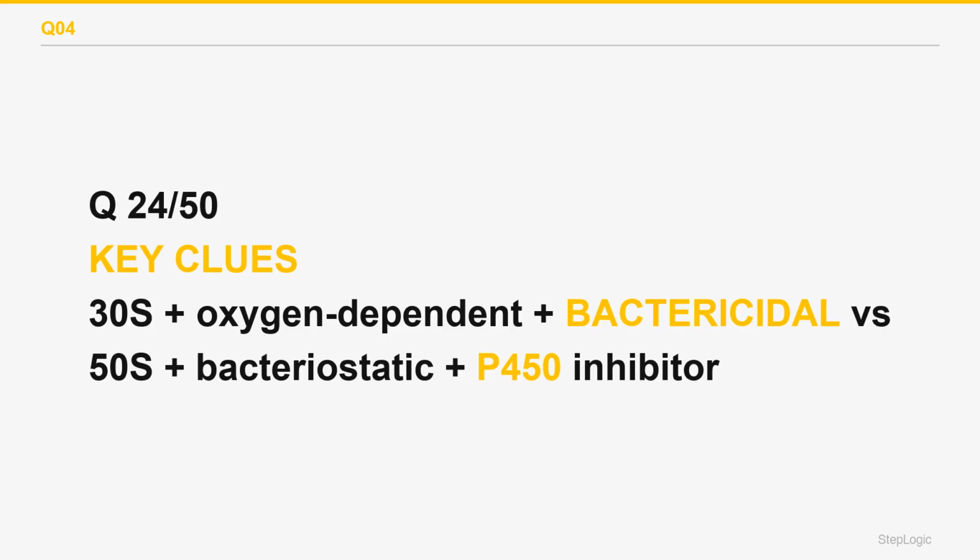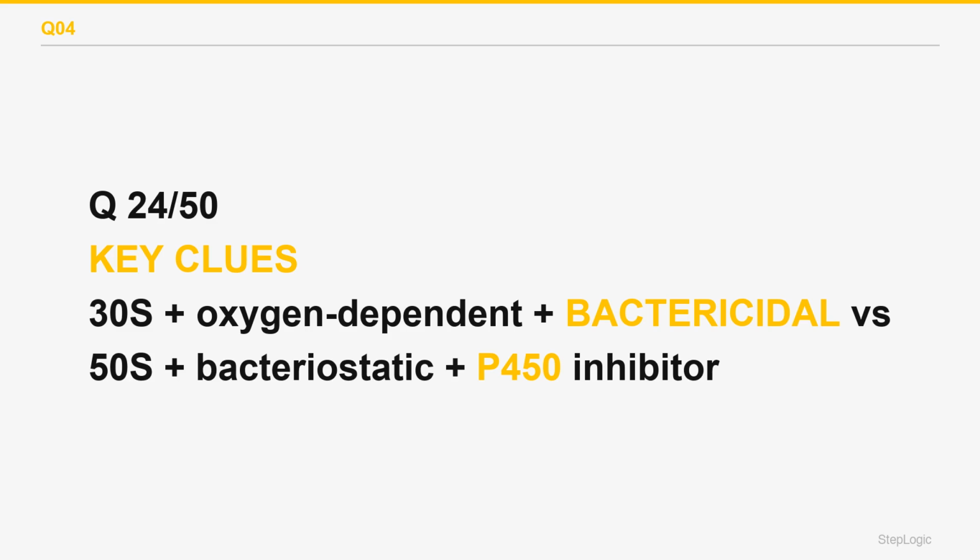Aminoglycosides bind the 30S subunit and are bactericidal, unusual among protein synthesis inhibitors. Their uptake into bacteria requires an oxygen-dependent transport system, which is why they are ineffective against anaerobes, and why they are often paired with a cell wall agent that improves penetration.